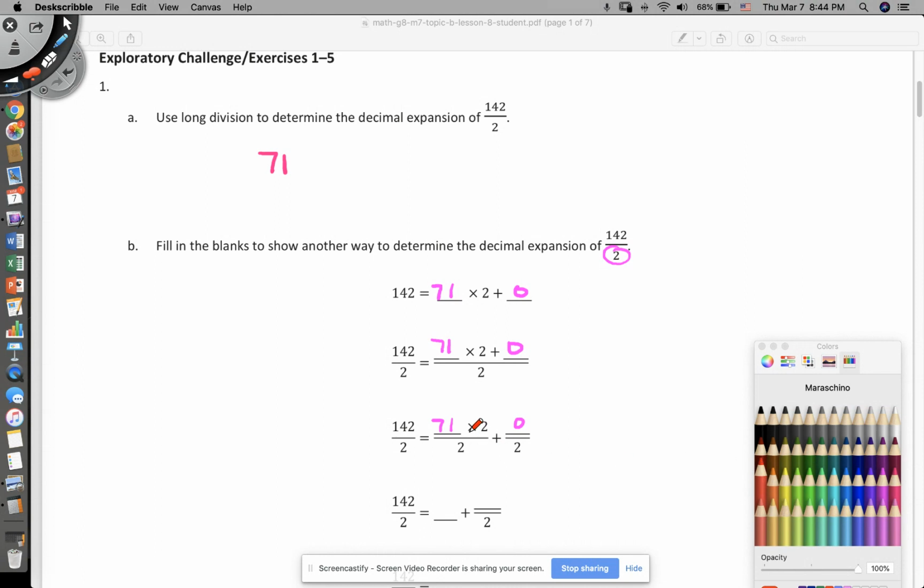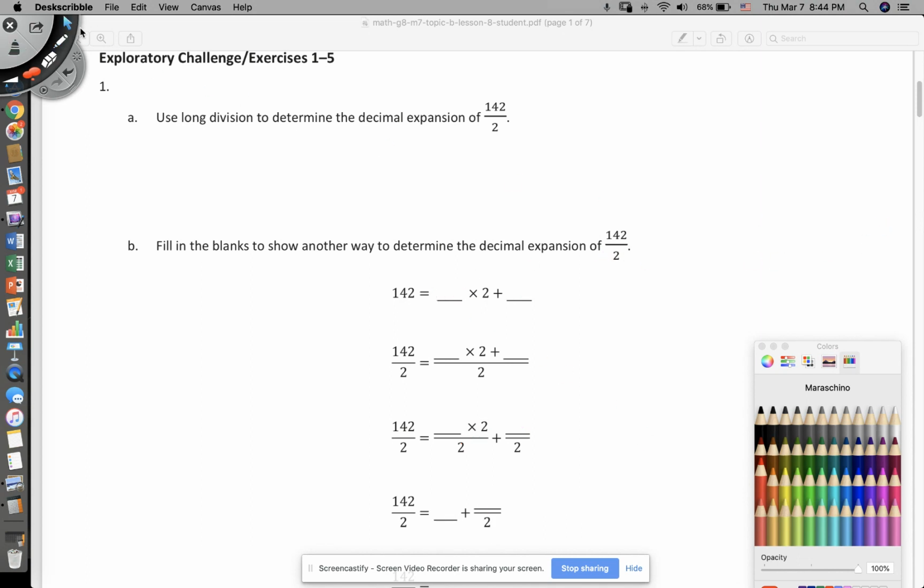And I can see right here my 2s will cancel. If I have a 2 in the denominator and a 2 in the numerator, they actually cancel out, leaving me with just the 71 and 0 over 2. Now, you can't have 0 halves. That's impossible. So this actually just cancels out altogether, leaving you with the answer of 71. And that's it.